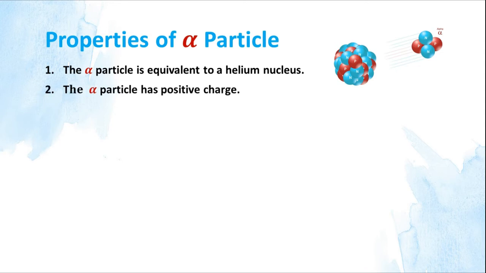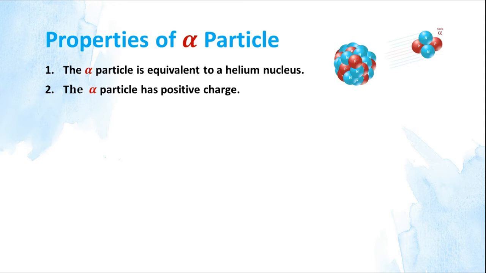The second property is that it has a positive charge. For example, you take a negatively charged plate and bring it in front of the alpha particle. Immediately the alpha particle will bend towards the negatively charged plate because the alpha particle has positive charge.